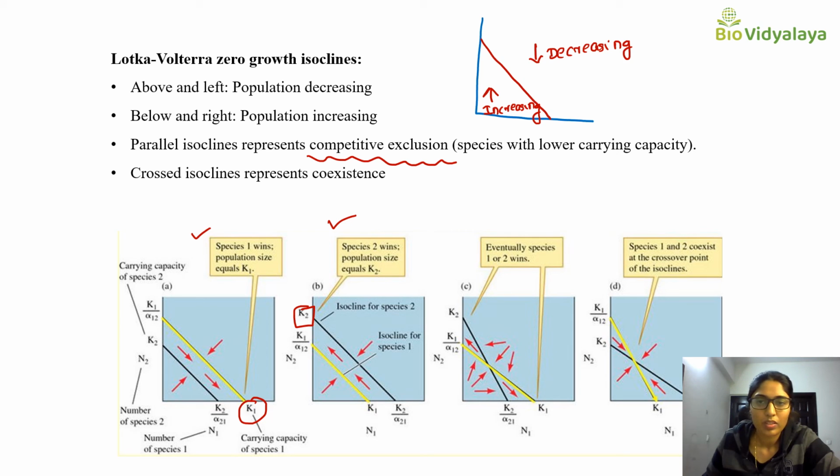And crossed isoclines represent coexistence. Here you can see that these are crossed isoclines. This is for unstable coexistence and this is for stable coexistence. I think this is clear for you.